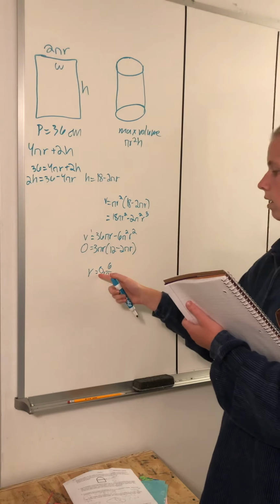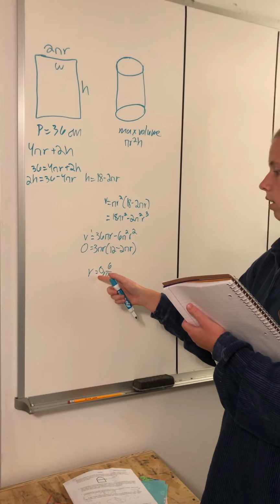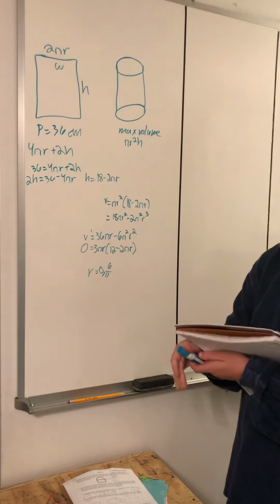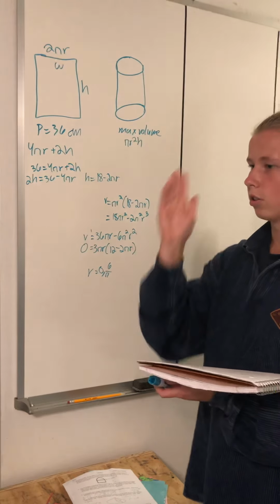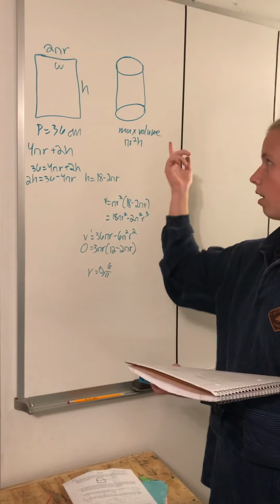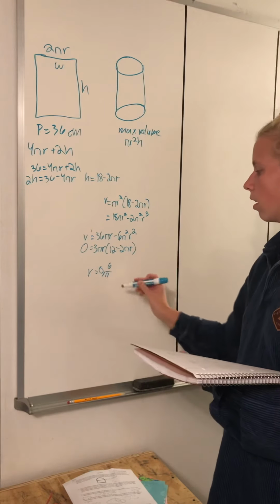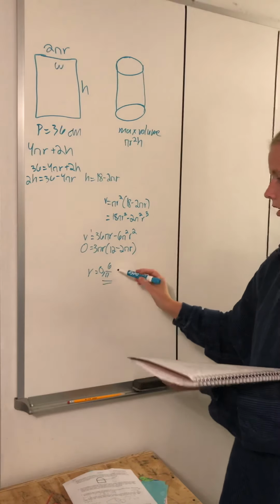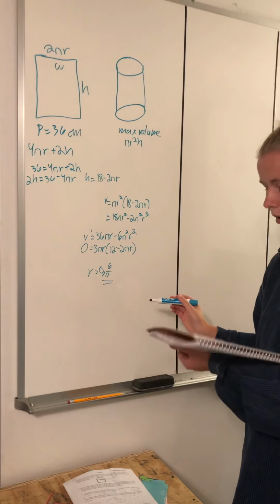so you would use the candidate test, and if r is 0, then if the radius is 0, you're just going to have a stick basically, like it's not going to be a very large volume. So you know that you want 6 over pi to be your r value.